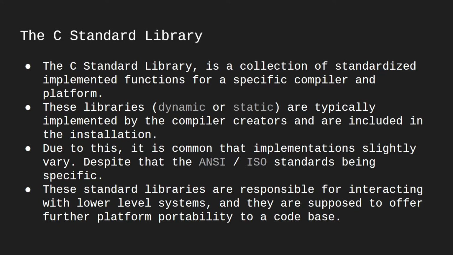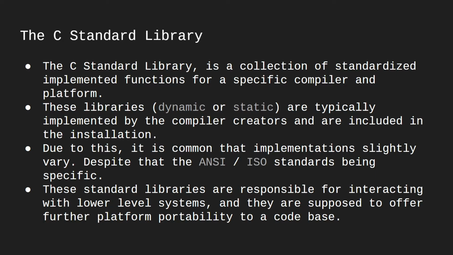Okay, so the C standard library is a collection of standardized implemented functions for a specific compiler and platform. Basically, that means that every C standard has a set of functions that are usually guaranteed to be shipped with a particular compiler. So GCC's implementation may be different than Clang's or MSVC's. All of these different implementations guarantee a particular function to be available. However, the implementation of that function could be vastly different on each platform. These libraries are either dynamic or static, typically implemented by the compiler creators, and they're also included in the installation. That's why these things just kind of work out of the box.